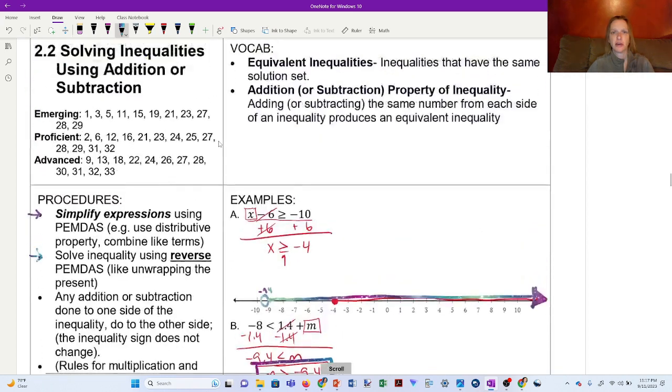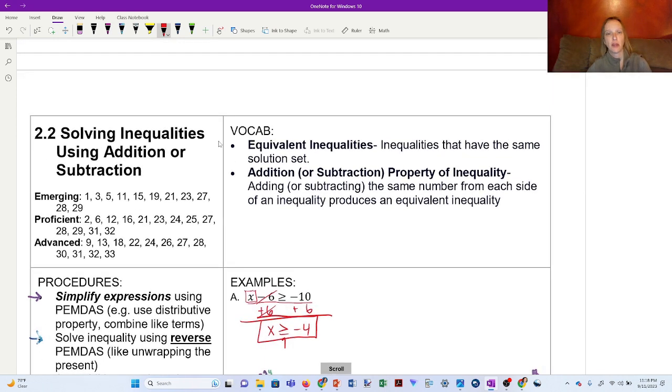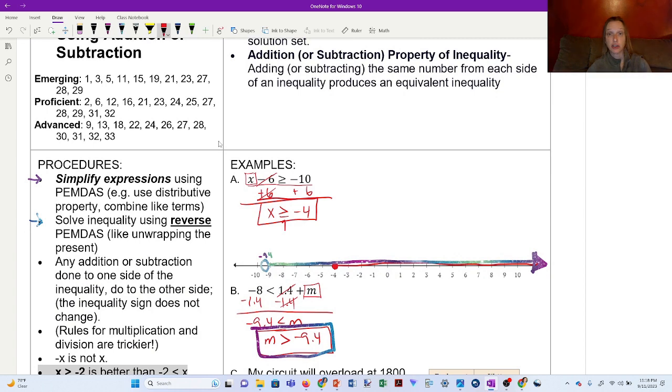So just to be totally clear on that, let's go back up here and see the other definition that we had. The addition or subtraction property of inequality says that when you add or subtract the same number from each side of the inequality, it produces an equivalent inequality. And so when we solve this inequality and get a simpler version of our original inequality, that is an equivalent inequality because of, in this case, the addition property of inequality.